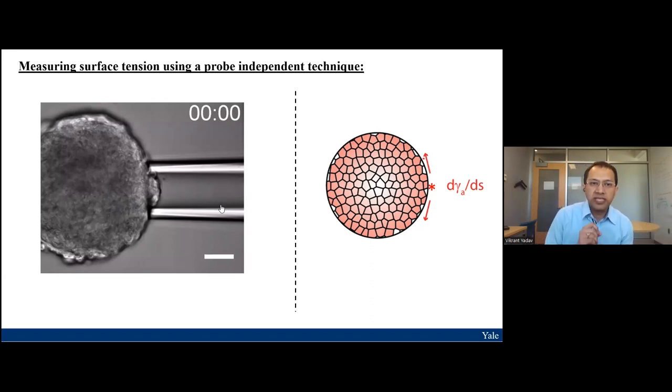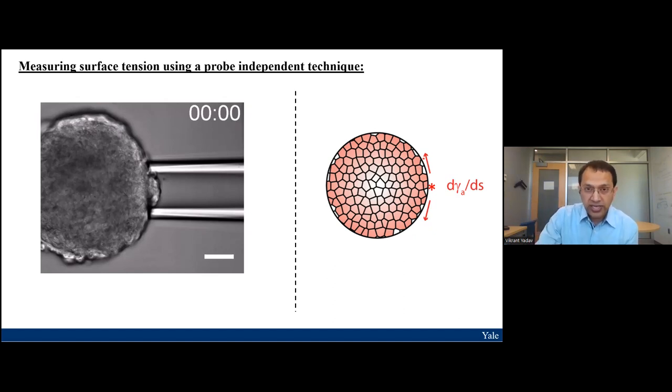And so we decided to measure surface tension using a probe-independent technique. We decided that we are going to do something similar to a wound healing assay. We'll make this tissue, we will shoot it with this high intensity laser, and that should perturb the surface tension locally and we can see what the behavior of this motion is like. The idea was that we will look at these flows, and from that, we can back calculate what the changes in surface tension are like.